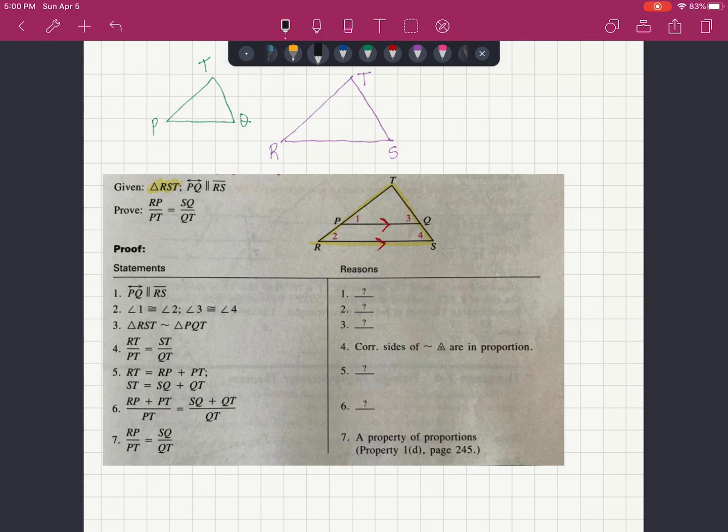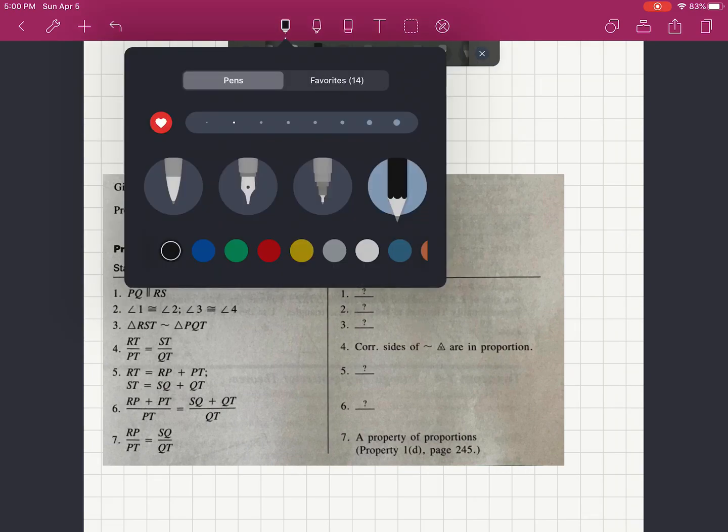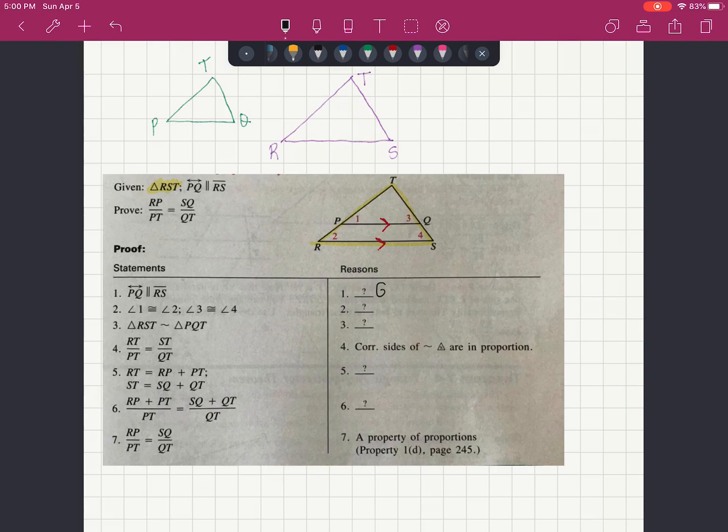Well, what do we know about these two triangles? We know that PQ is parallel to RS, and that's because it was given. So I'm going to use a pen here because that's going to show up better on this picture. That was given information. Angle 1 is congruent to angle 2, and angle 3 is congruent to angle 4 because when you've got parallel lines cut by a transversal, here's my transversal, we've got corresponding angles are congruent.